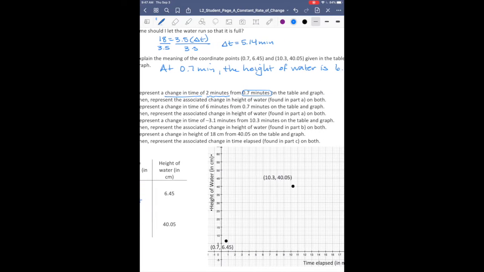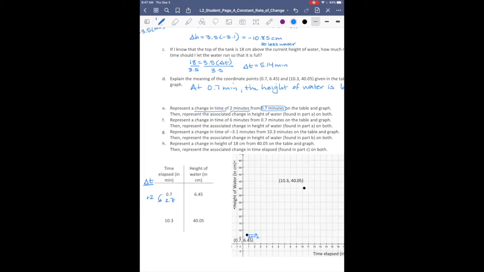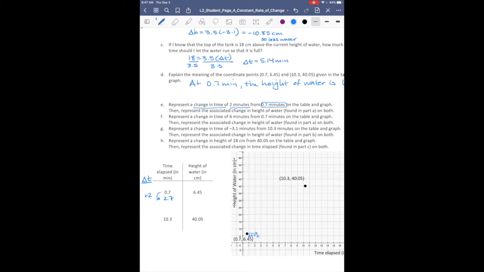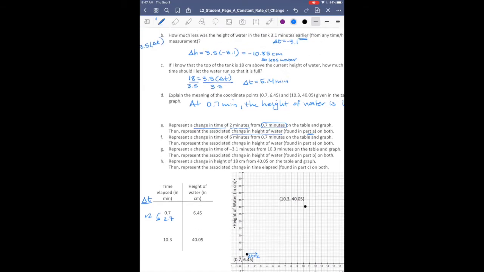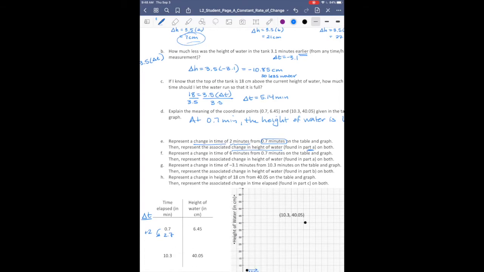Right? On my graph, I can take that, and again, I use my first point, and we want to go up 2 minutes. So we would represent that with a horizontal line. So that is my change in time of 2 minutes. Now part E says, then represent the associated change in height of water. And we already found that in part A. So if you go back up to part A, in 2 minutes, the height goes up by 7 centimeters.